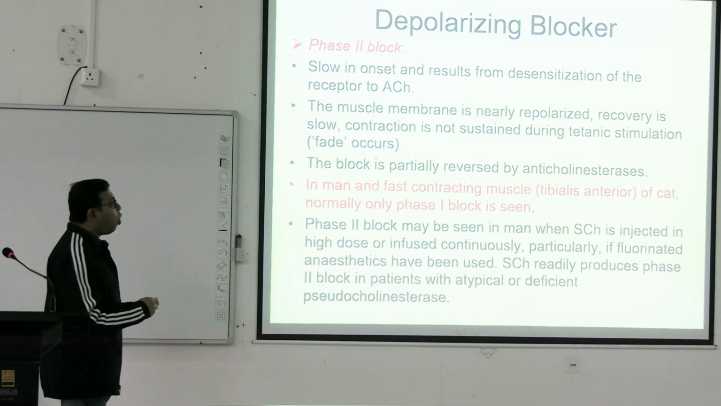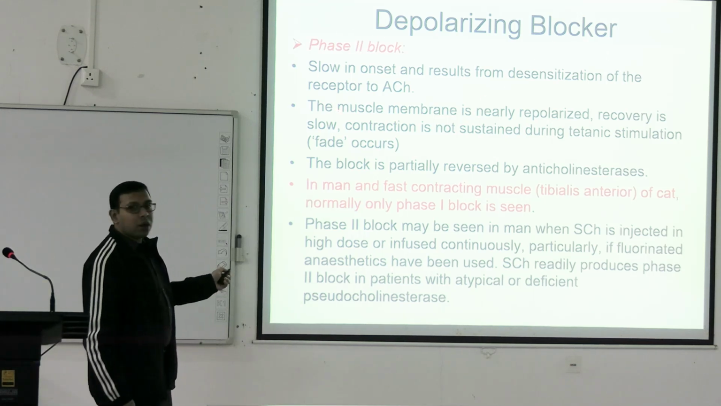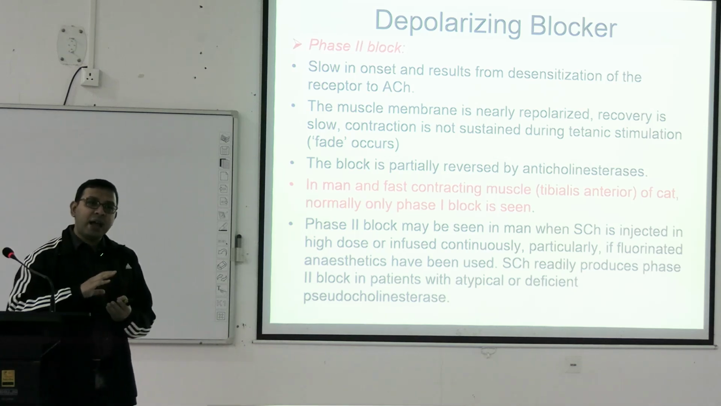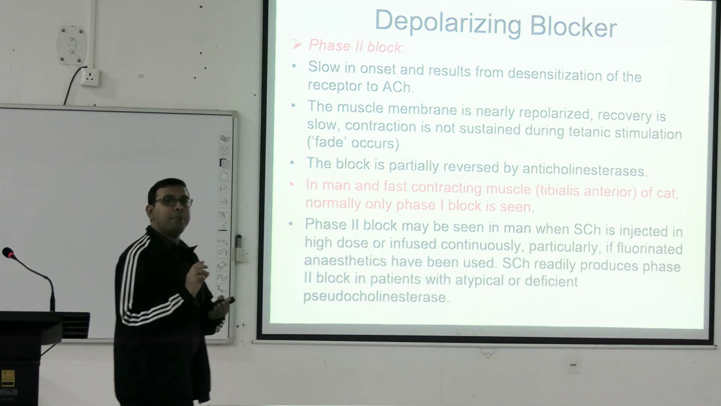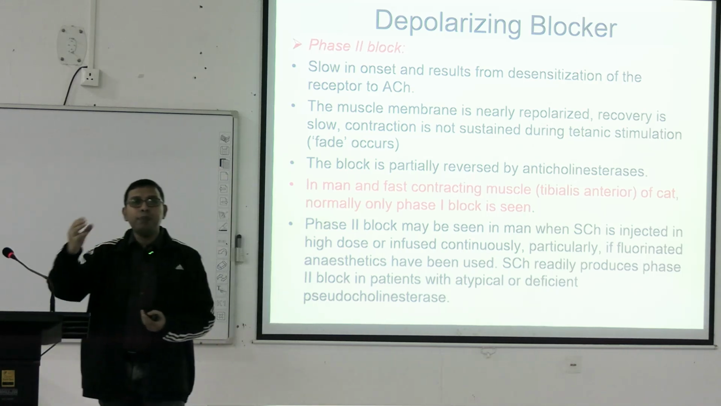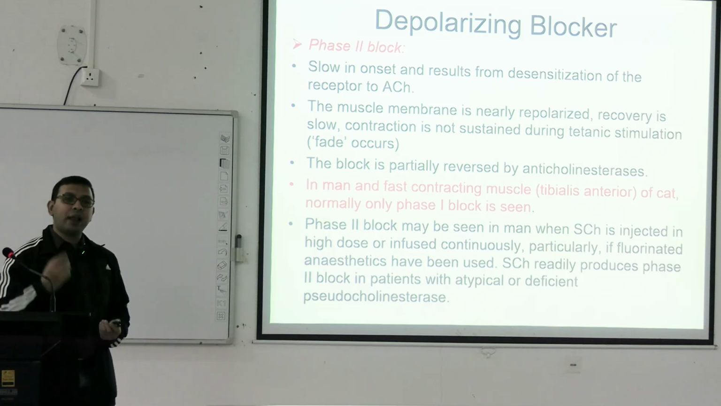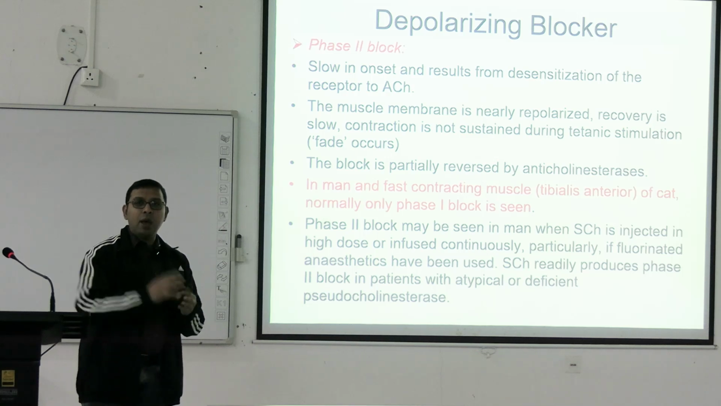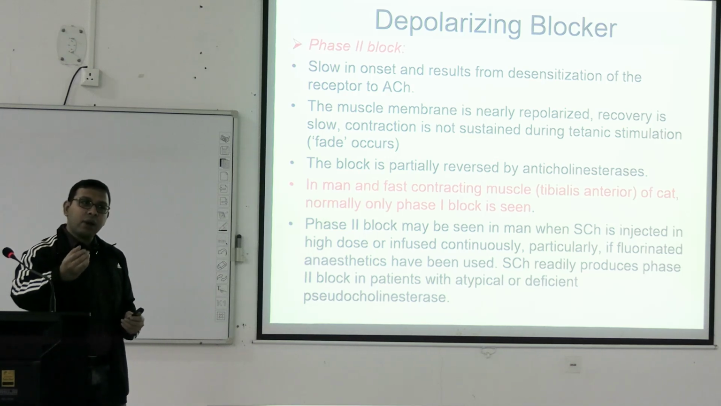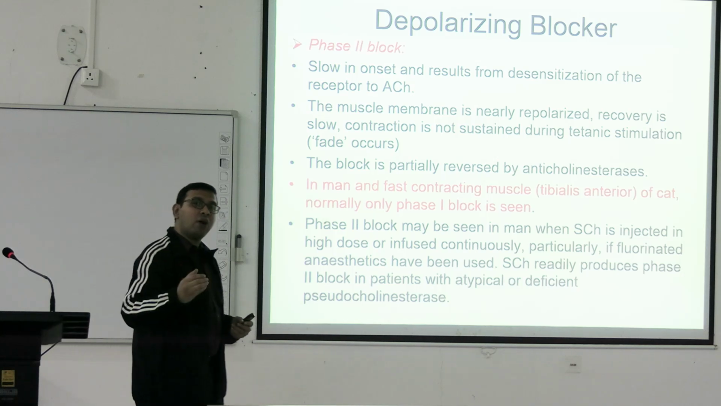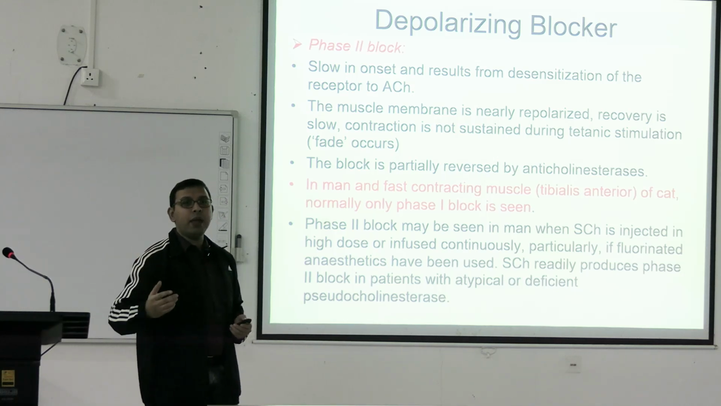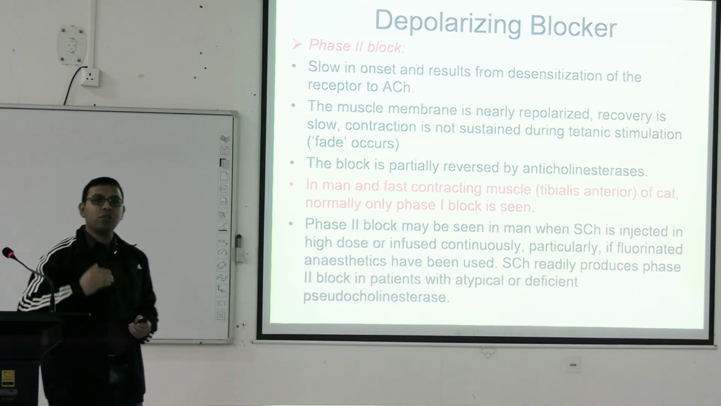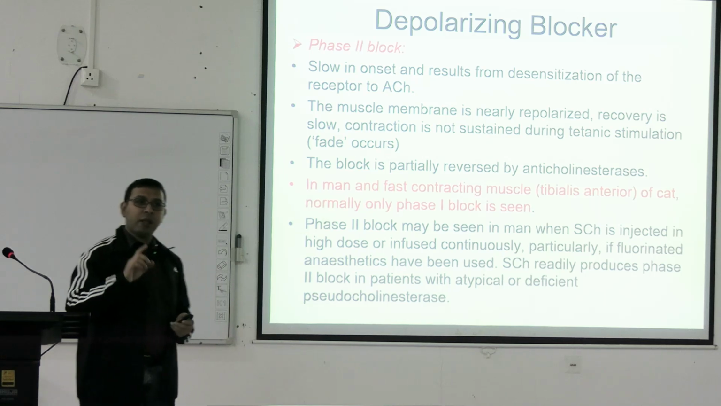So phase 2 block is slow in onset and results from desensitization of the receptor to acetylcholine. That means that due to the prolonged or very high amount of succinylcholine at the NM receptors, the neuromuscular NM receptors become insensitive to acetylcholine. So even if the succinylcholine is degraded to some extent, and more acetylcholine is there, that acetylcholine can attach to the NM receptor, but cannot activate it because there will be insensitivity to acetylcholine due to the prolonged and very high concentration of succinylcholine beforehand. So this is the phase 2 block.